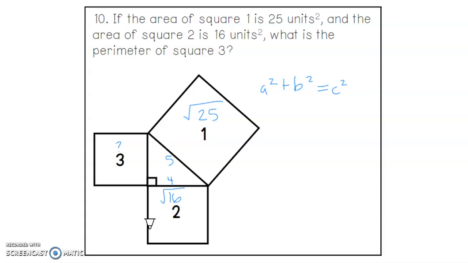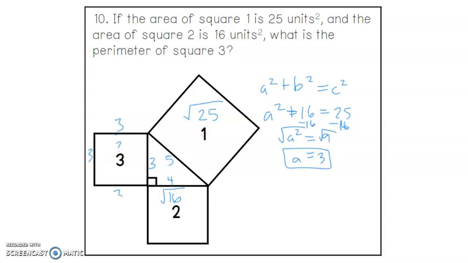I could already go like a squared plus 16 equals 25. a squared equals 9. Square root that. So we get a equals 3. Okay, so that's the side length. Perimeter means there's 4 of those. So perimeter is 3 times 4, which would be 12. Okay, that's what we do. Pythagorean theorem.